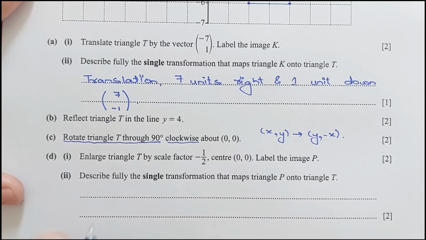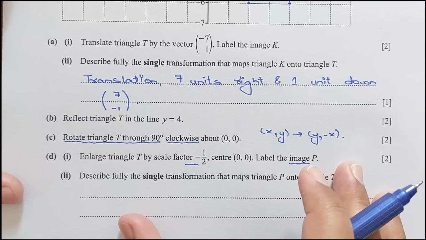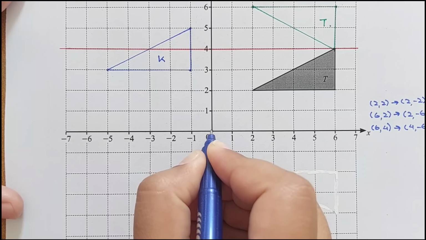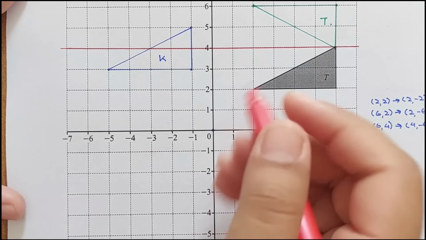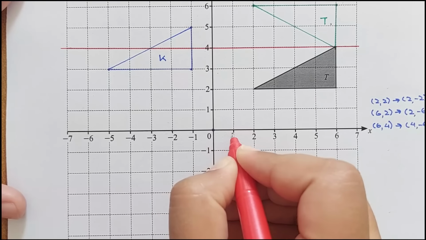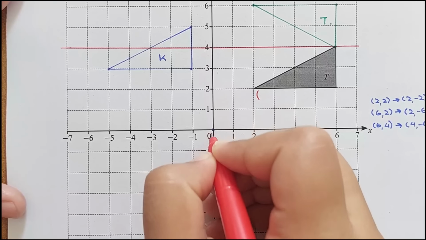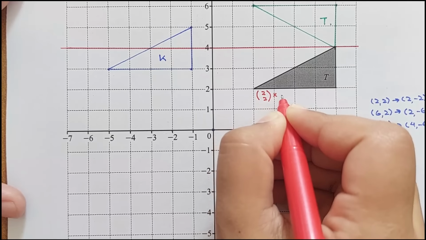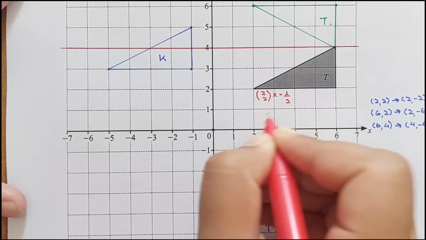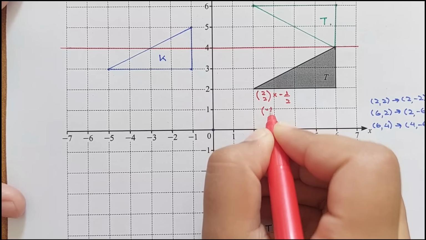Now for part D, number 1: enlarge triangle T by the scale factor -1/2, centre (0, 0), label the image P. We have the centre origin and the scale factor is -1/2. For an enlargement, we have to find the distance. From the centre, this coordinate is 2 right and 2 up. Times it by the scale factor -1/2, that is going to be (-1, -1).